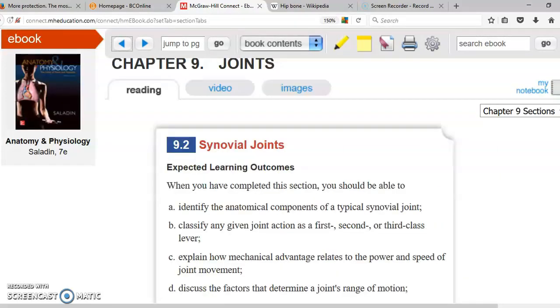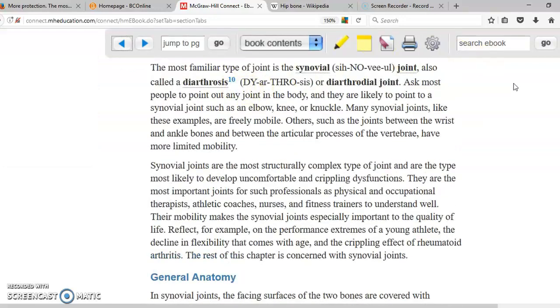So the next topic is going to be synovial joints, which are the ones that move a lot. They are actually called diarthrosis. The joints that don't move are called synarthrosis. If they move just a little bit, amphiarthrosis. But in the case of synovial joints that move a lot, they are diarthrosis.